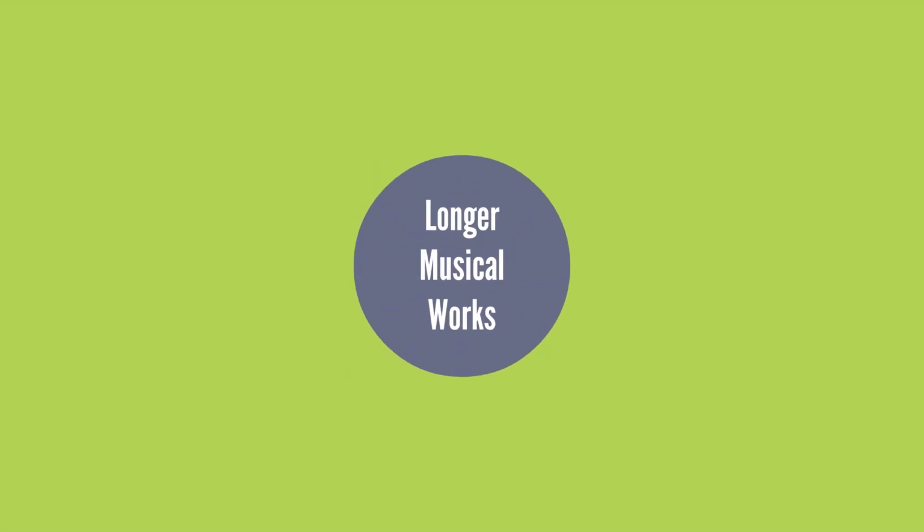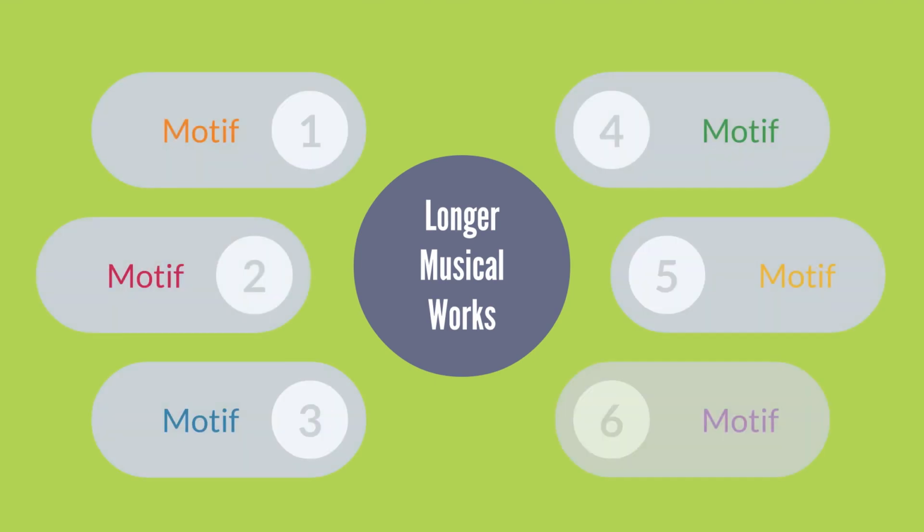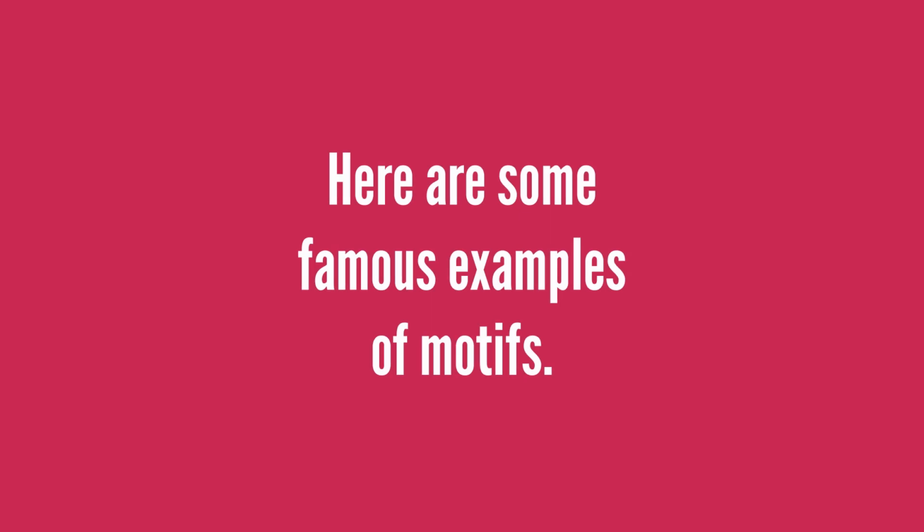When writing longer works, like symphonies or musical theater, or a film or game score, motifs can come and go from the melody just like characters come and go from the stage or the screen. Here are some famous examples of motifs.